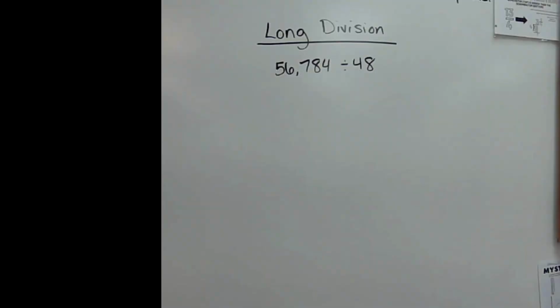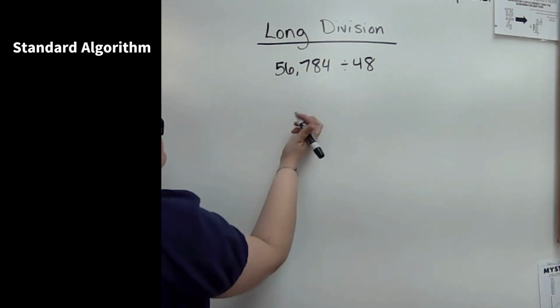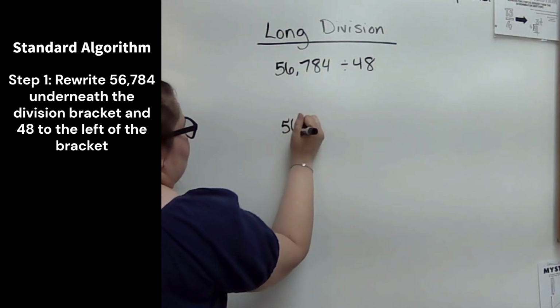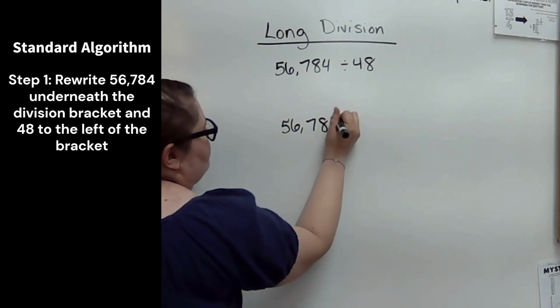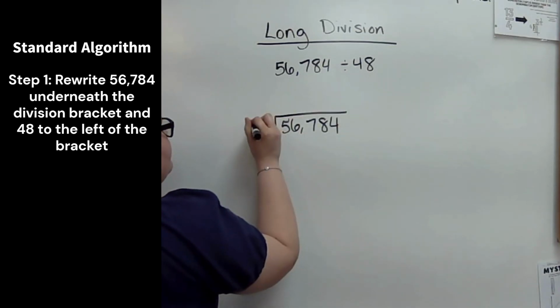The first method I'm going to show you to divide large numbers is using the standard algorithm. So I'm going to take this number, 56,784, and I'm going to put it inside the bracket, and I'm dividing it by 48.